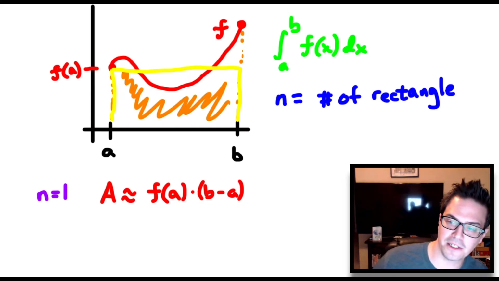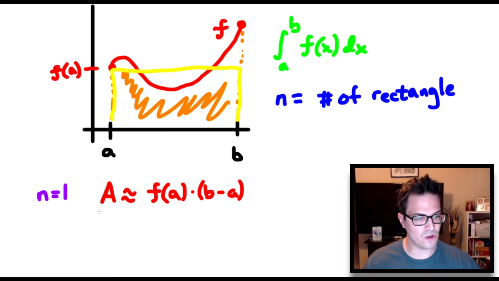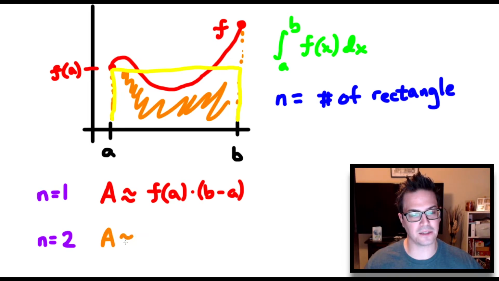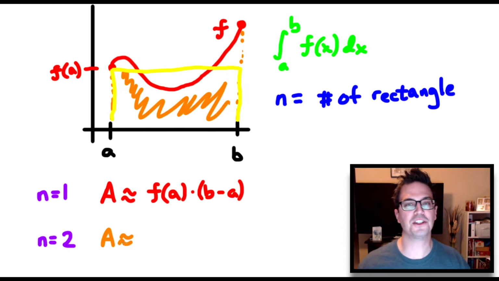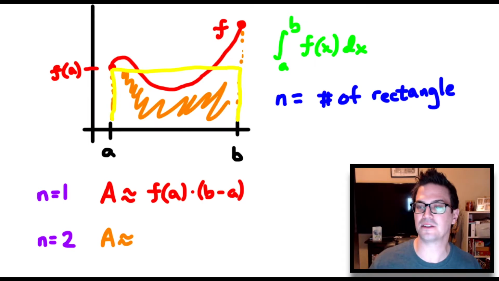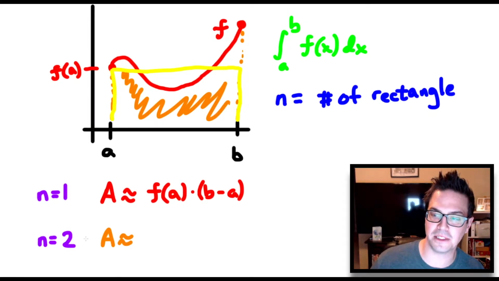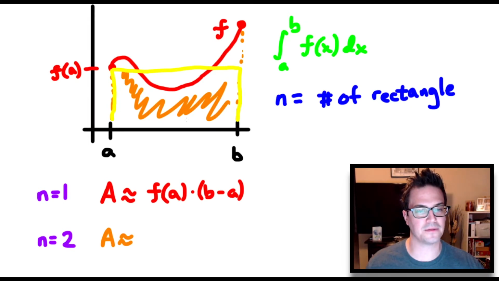Now we're going to do another area, but this time with two rectangles. So A is approximately equal to, and now we're just going to do equal width rectangles. The rectangles are going to look like the following. I'll try to draw these in with green here. This rectangle is going to be split here because it's going to be equal width.